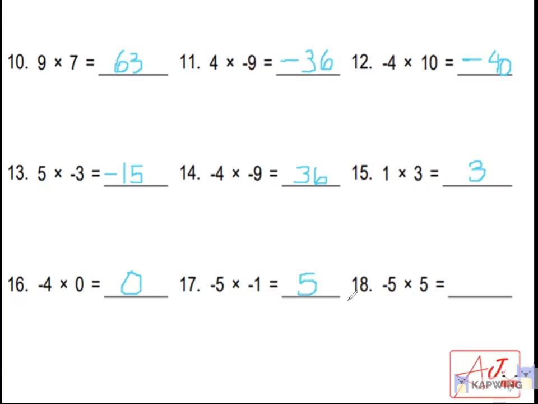Then number 18, we have negative 5 times 5. Magkaiba sila ng sign, so negative po ang sagot natin dyan. And then 5 times 5 ay 25. So that's why ang answer natin for number 18 is negative 25. Okay, let's have more examples.